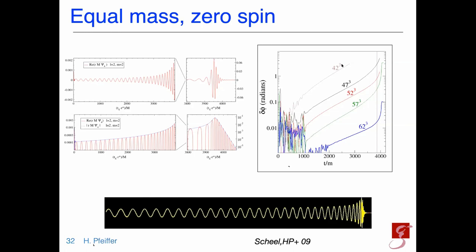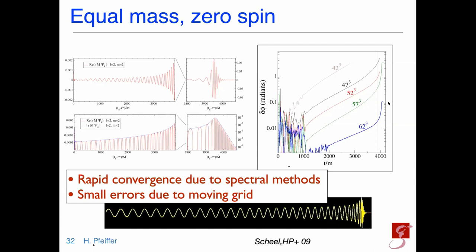If we increase resolution, we only need to go up a factor 1.5 in each dimension to 62 cubed. The errors go down by about a factor of 100 with overall phasing error of about 0.1 radian. And the two features that make this possible are the rapid convergence of spectral methods, but also the trick that we have a moving grid that rotates around with the black holes and thus avoids having to advect the black holes through a computational grid.